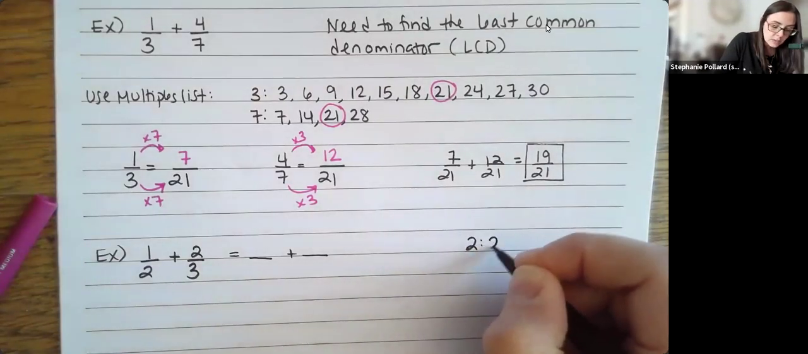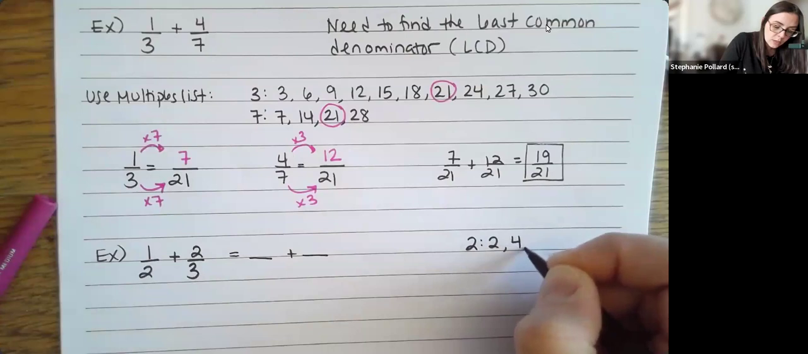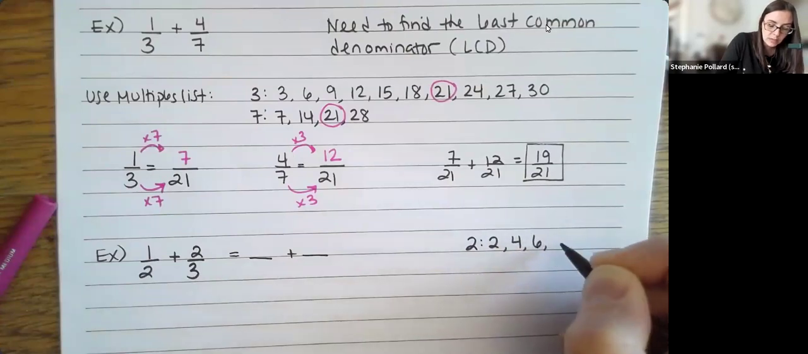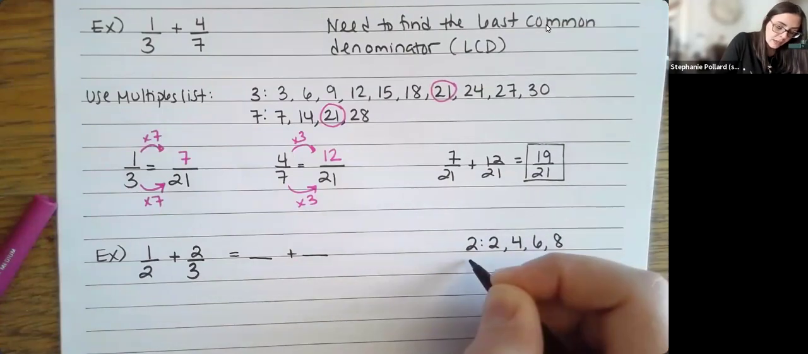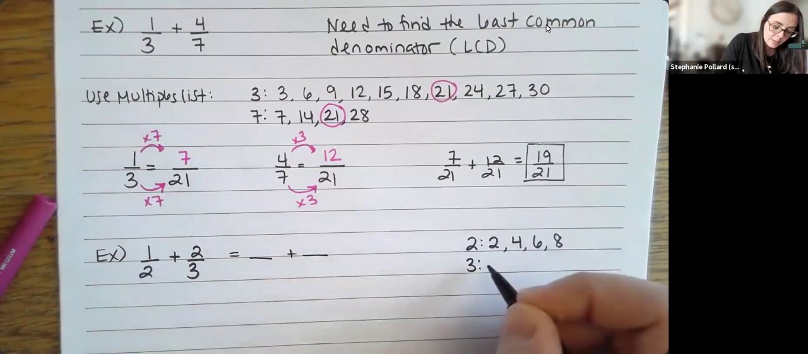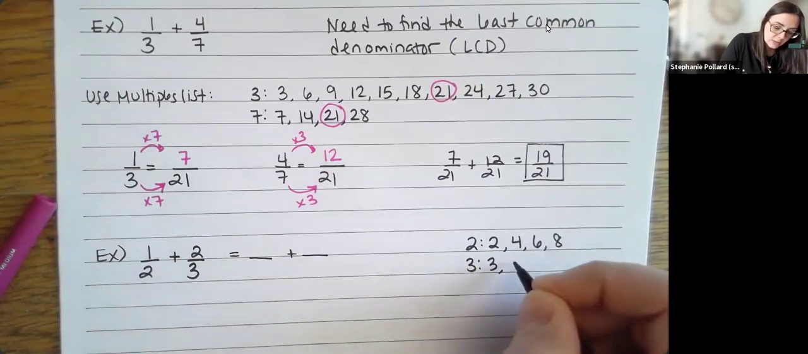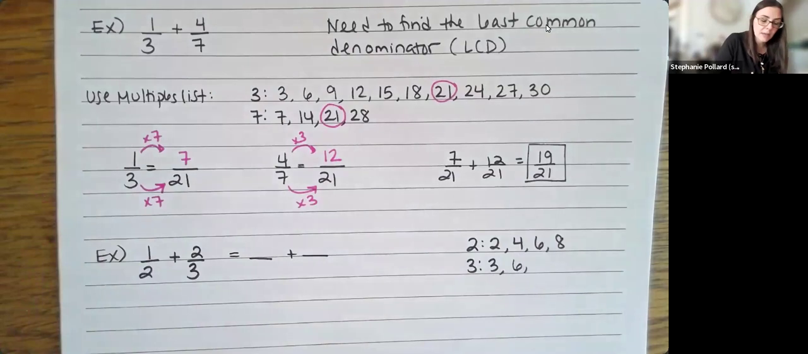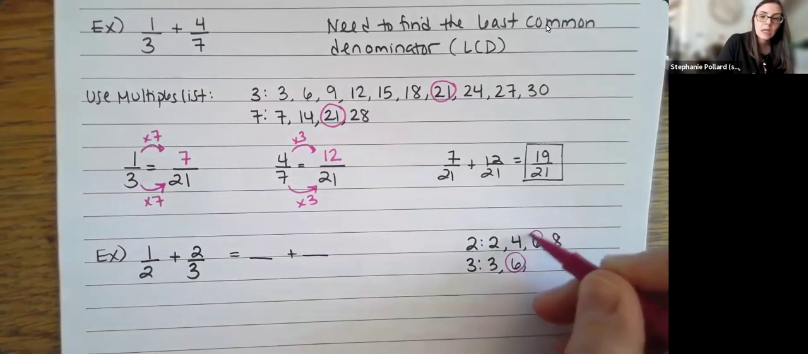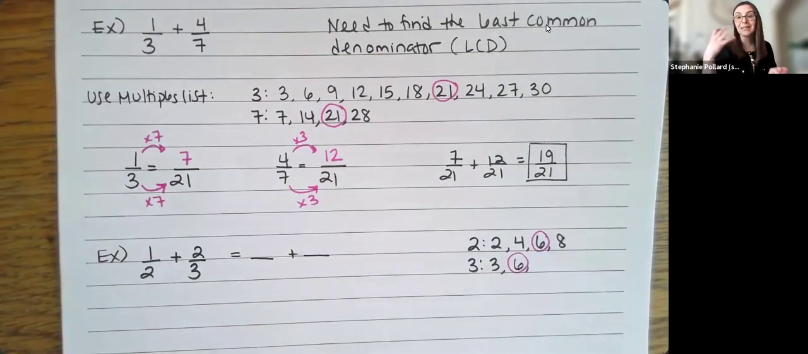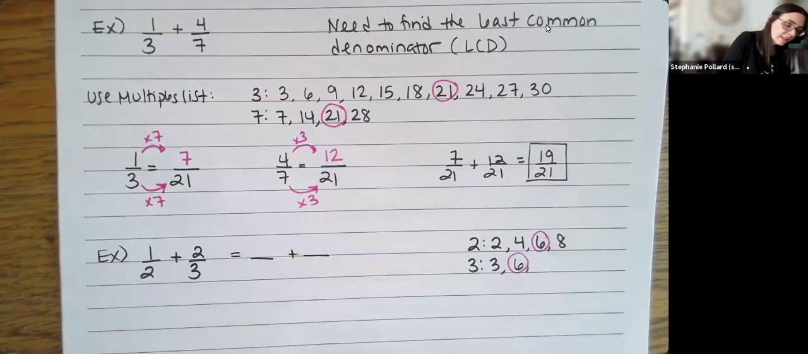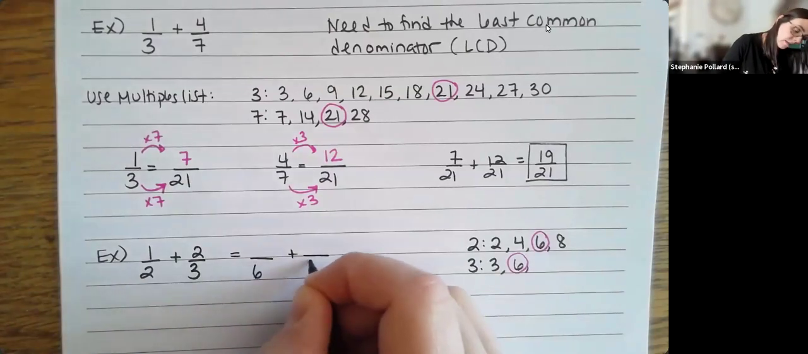2 times 1 is 2, 2 times 2 is 4, 2 times 3 is 6, 2 times 4 is 8, etc. And you're going to do the threes. 3 times 1 is 3, 3 times 2 is 6, and then you're going to notice, hey, they both work with 6. So you're asking yourself, what is a number that both of these are factors of? What is a number that they both divide into? And in this case, 6 is going to work.